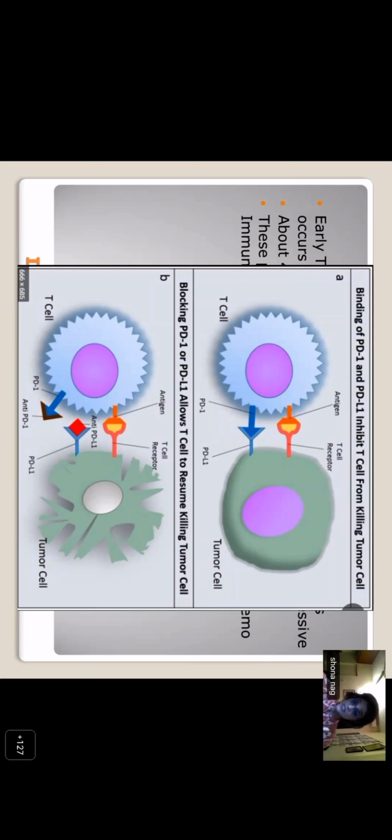But we have been smart as well. So we've got antibodies to PD-1 like pembrolizumab, and antibodies to PD-L1 as well, like atezolizumab. And these then separate the two, don't allow the binding to occur, allow the T cell to recognize the tumor cell for what it is, and finally kill it.